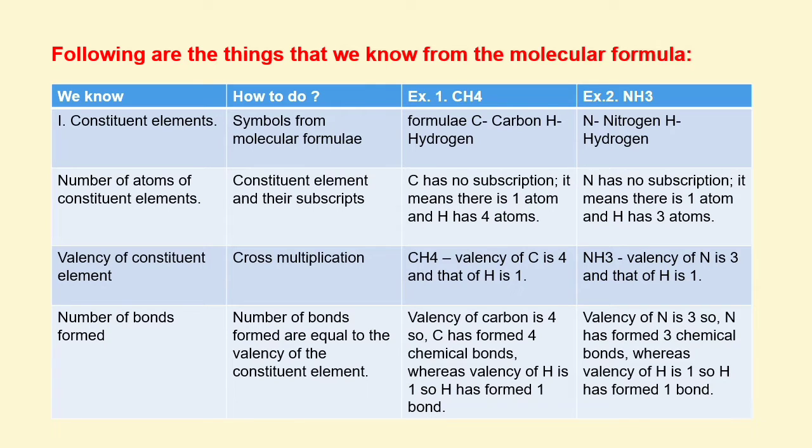Second example is ammonia. In ammonia, hydrogen and nitrogen are the constituent elements. Nitrogen has no subscript. It means there is 1 atom and hydrogen has 3 atoms. In ammonia, valency of nitrogen is 3 and that of hydrogen is 1. As the valency of nitrogen is 3, nitrogen has formed 3 chemical bonds, whereas valency of hydrogen is 1, so hydrogen has formed 1 bond.